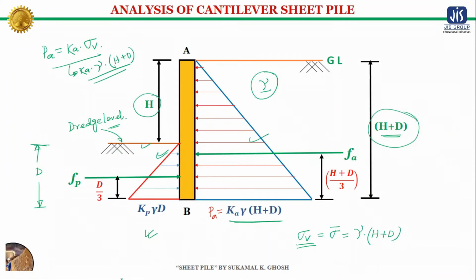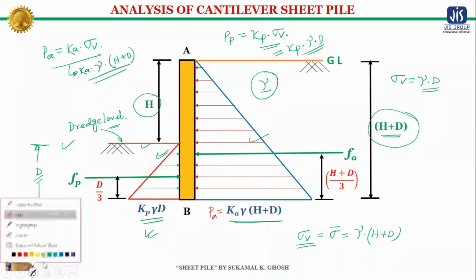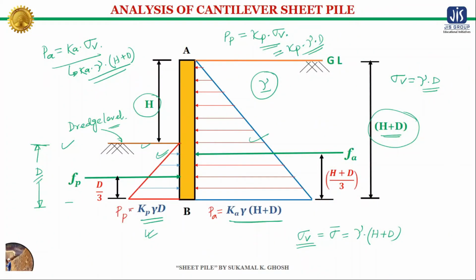Now in the same way we can calculate the passive earth pressure, right? We know the passive earth pressure, that is PP, is equal to Kp into sigma V. For the passive earth pressure, this sigma V or the vertical stress will be equal to the unit weight gamma into the height from the dredge level to the base of the sheet pile, that is D. So it will be gamma into D. If you put this vertical pressure, gamma into D, in this equation, then you will have Kp into gamma into D. That is why we have written here the passive earth pressure is equal to Kp into gamma into D. So this is Pp.